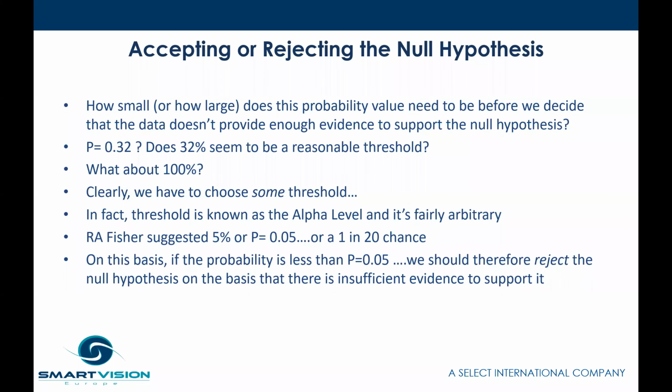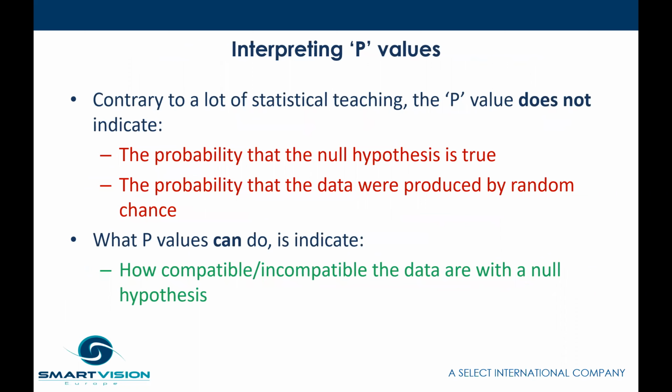But on this basis, if you do choose a 5% level, then you're saying that if the probability is less than p equals 0.05, we would reject the null hypothesis on the basis that there is insufficient evidence to support it, because in a universe where the null hypothesis is true, you would see a result as extreme as this less than 5% of the time. And if you happen to think that that's too small a number, you reject the null hypothesis.